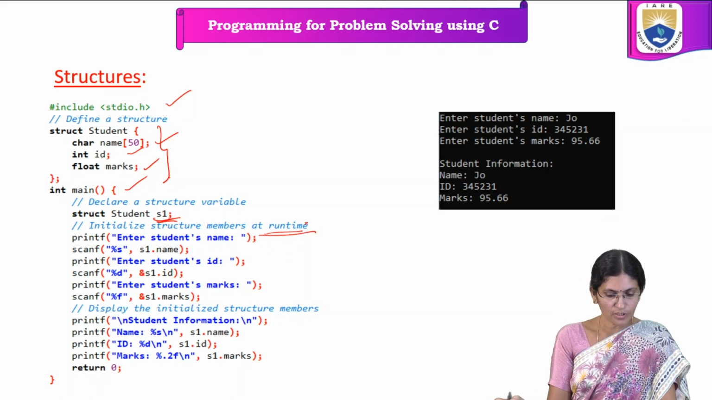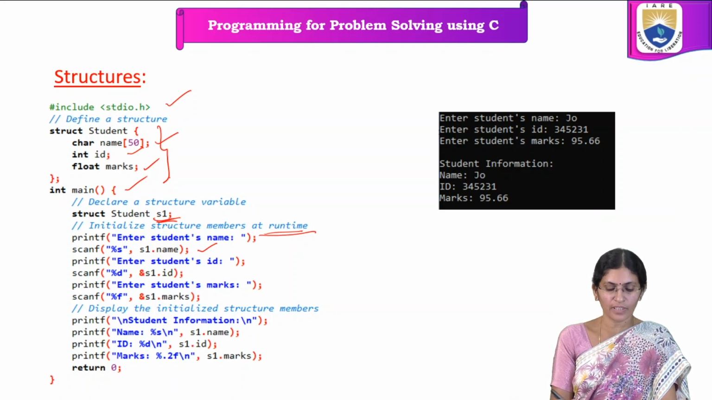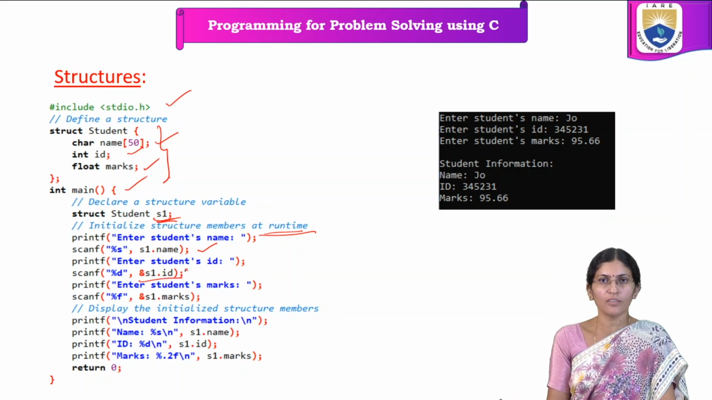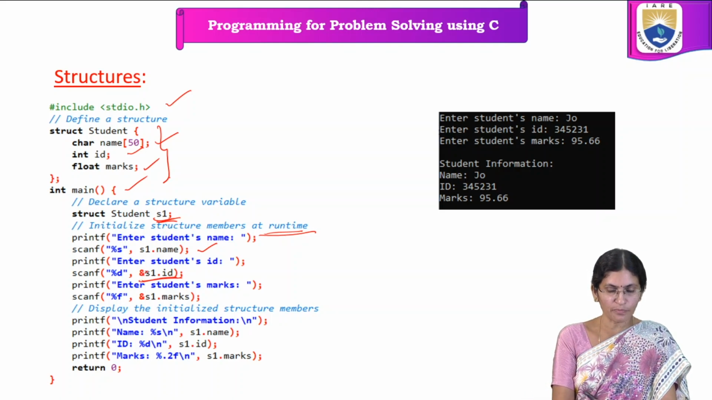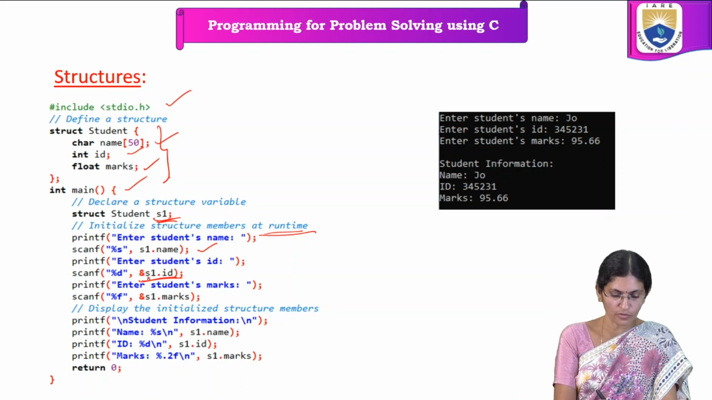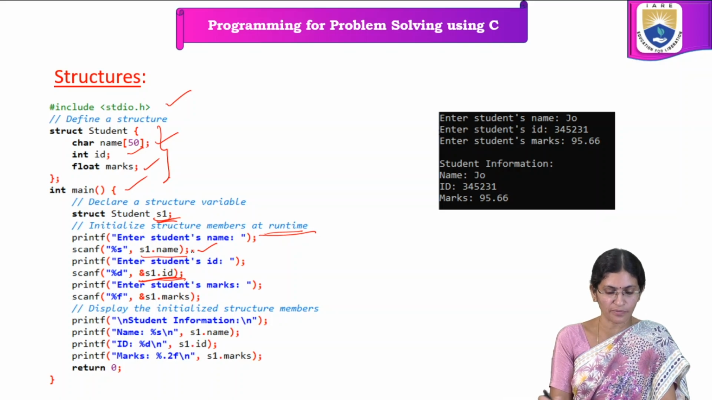we need to use the scanf function. In order to use scanf, along with the variable name, you need to specify the address of the variable also. So the address operator is used. Since this is an array of characters, no need to specify the address operator here. This is integer and this is float, therefore we need to specify the address operator here. And after that, followed by the name of the variable. So the name of the variable is S1.